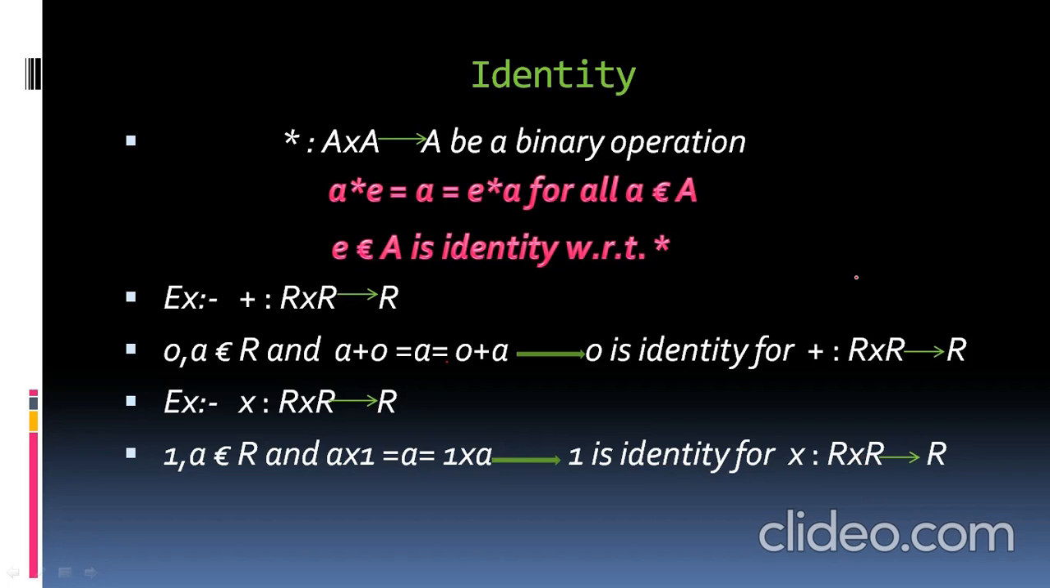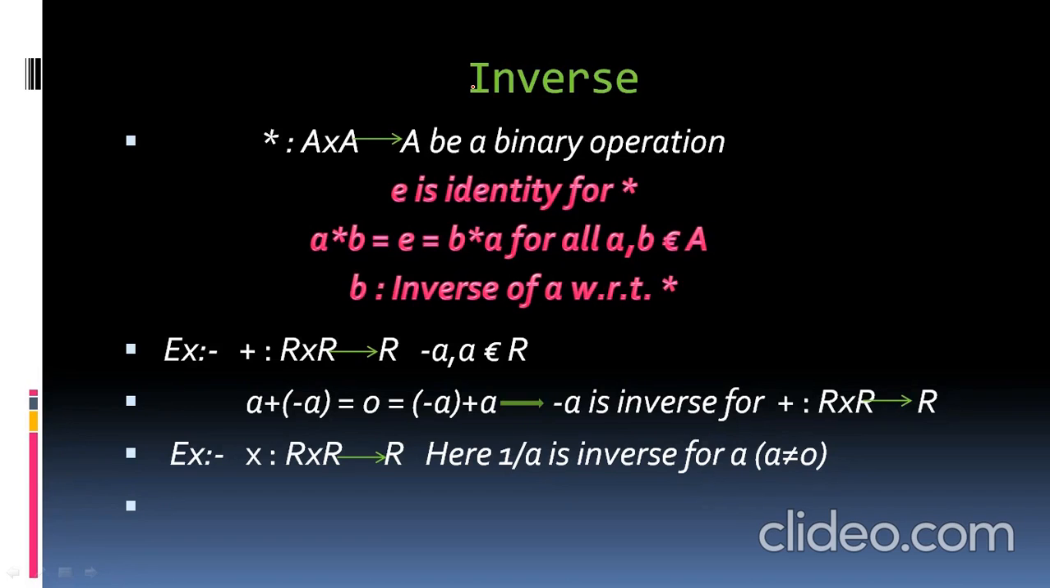Now next comes inverse of a binary operation. Again consider a binary operation from set A cross A to A. Now let E be the identity for star. Then how do we define inverse? B will be an inverse of A with respect to star if A star B equal to E equal to B star A for all A, B belonging to the set A.